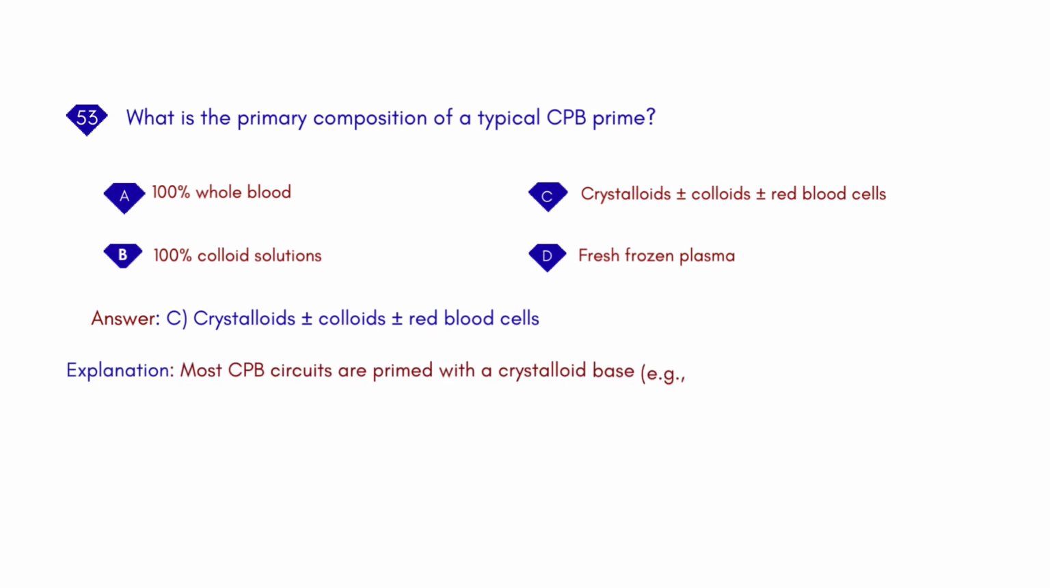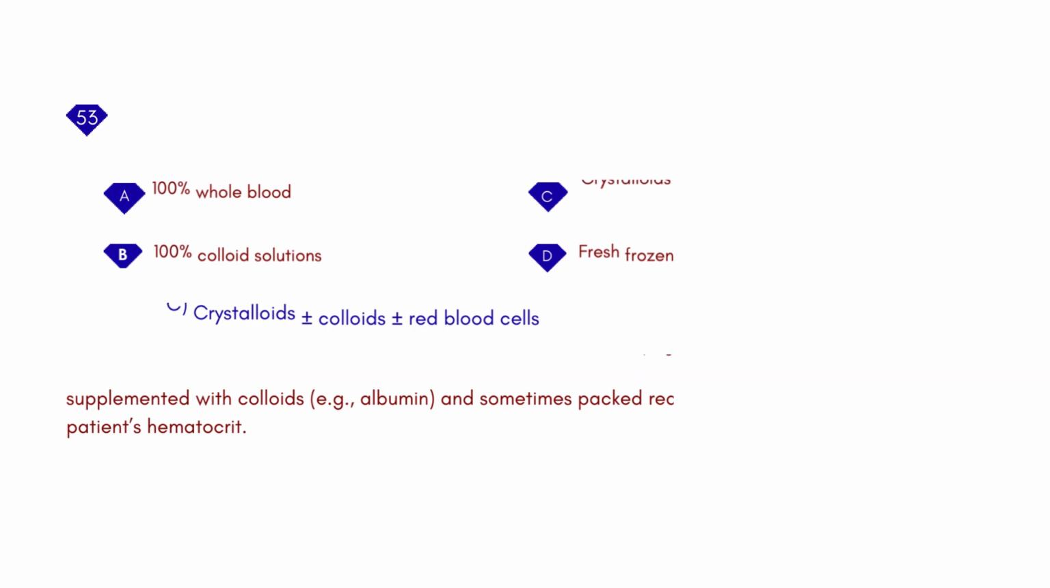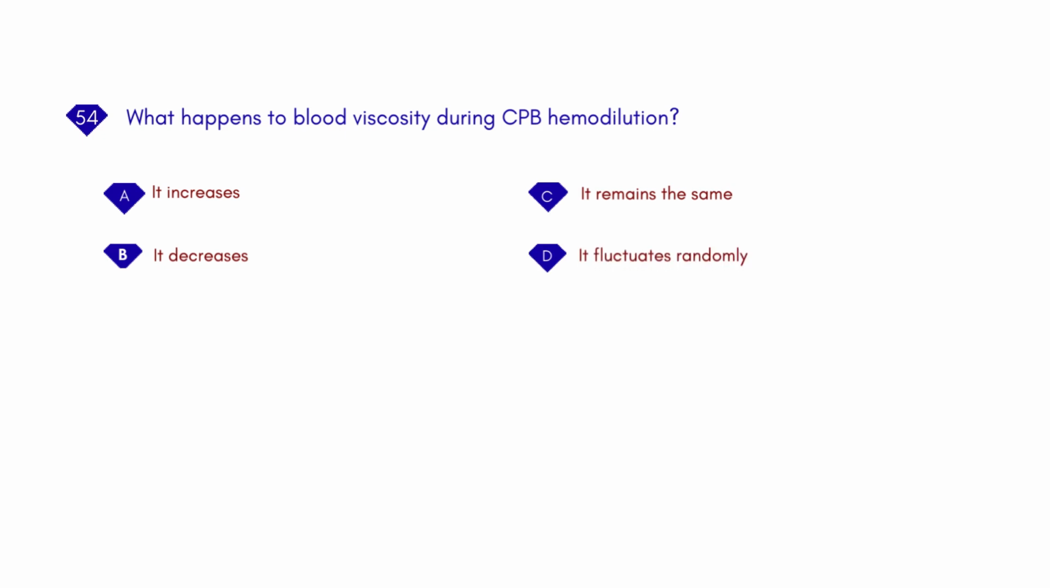Explanation: Most CPB circuits are primed with a crystalloid base, e.g., saline or lactated Ringer's, often supplemented with colloids, e.g., albumin, and sometimes packed red blood cells to optimize the patient's hematocrit. What happens to blood viscosity during CPB hemodilution? A. It increases. B. It decreases. C. It remains the same. D. It fluctuates randomly. Answer: B.